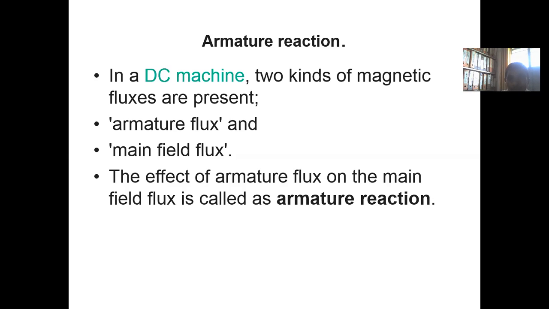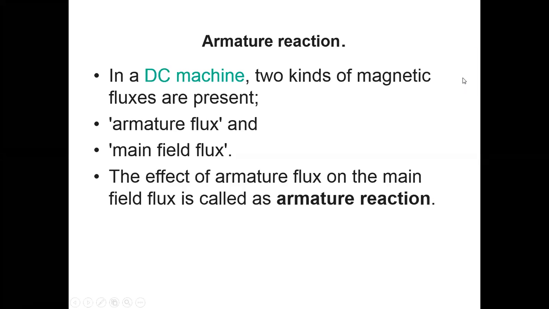Hence, a flux will be produced, and two fluxes will be there in the DC machine: the armature flux and the main field flux. The interaction of these two fluxes gives armature reaction. The effect of armature flux on the main field flux is called armature reaction. We have to remember what is meant by armature reaction.